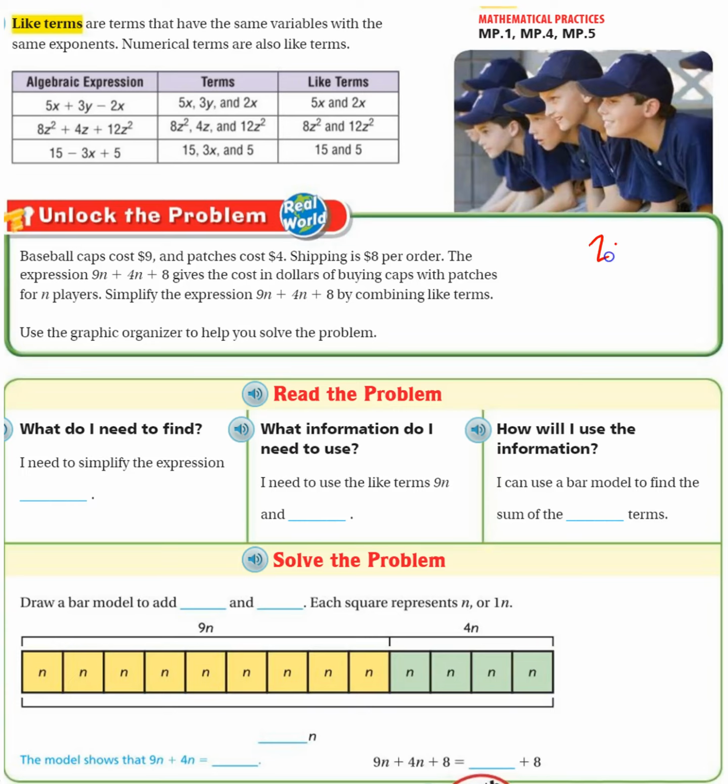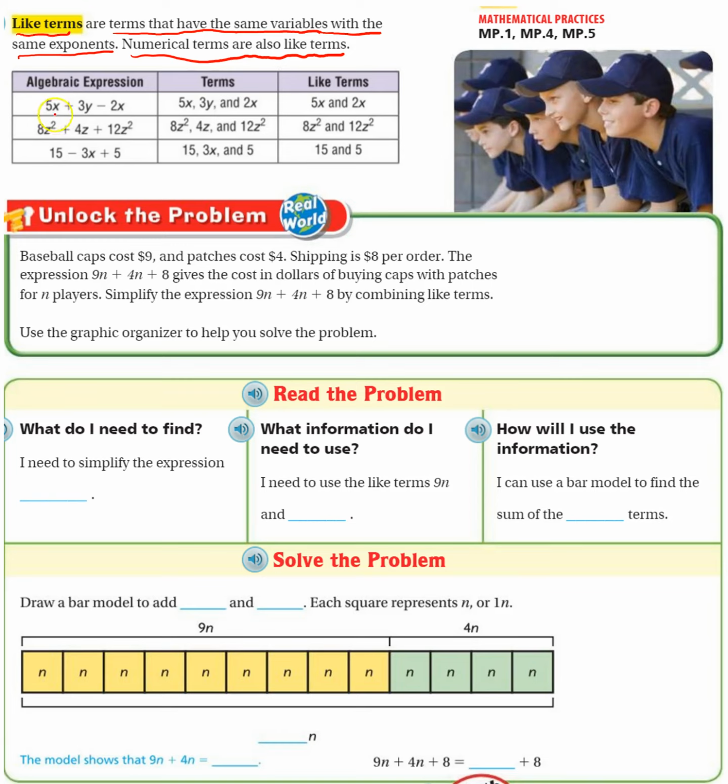All right, join me on page 287 of the Go Math textbook, the big book. Let's follow along. We're going to be talking about like terms. Like terms are terms that have the same variables with the same exponents. Numerical terms are also like terms. Okay, so here are some examples.